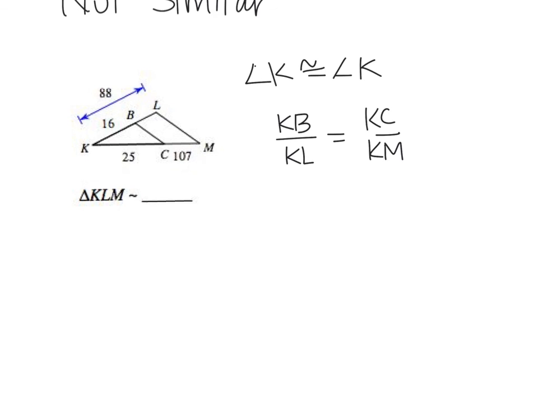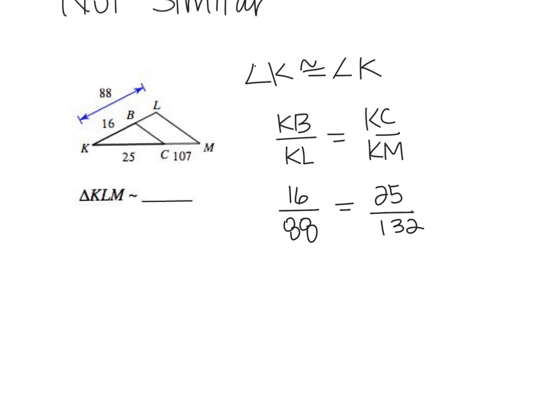So we need the length of KB. KB has a length of 16 over the whole side KL, which has a length of 88. It's going to be equal to the length of KC, which is 25, over the length of the whole thing. So if we notice, we're not actually given KM. We're given KC, which has a length of 25, and we're given CM, which has a length of 107. So we're going to add those two numbers together to give us the length of the whole side, which is going to be 132.